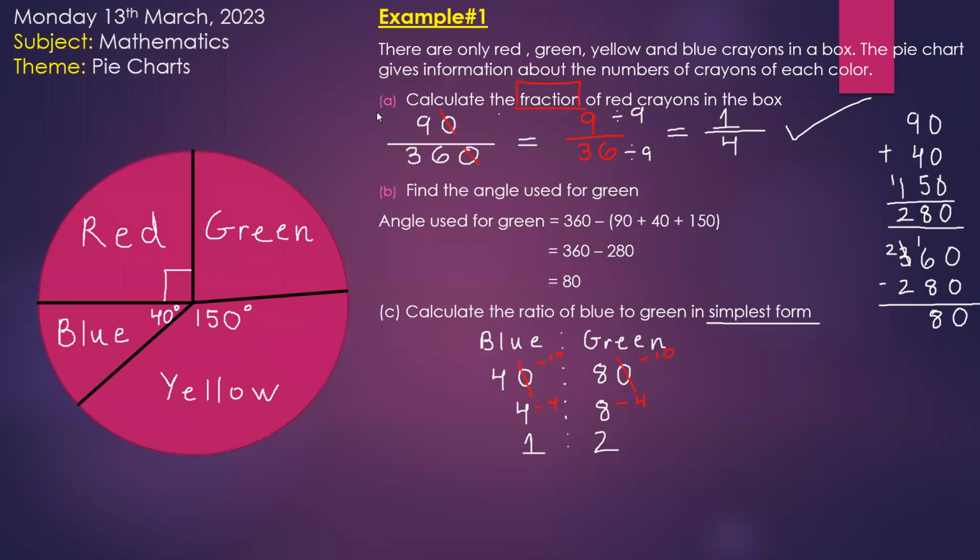Go ahead, Alexandria. Hi, good afternoon. There are only red, green, yellow, and blue crayons in a box. The pie chart gives information about the numbers of crayons of each color. A. Calculate the fraction. The keyword in that is fractions of red crayon in the box. So first we have to find out how many red crayons are in the box.